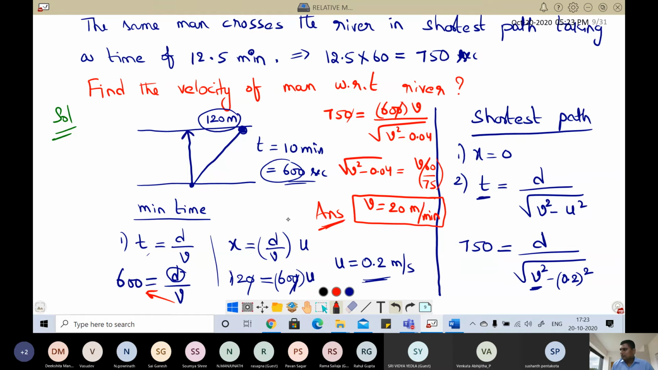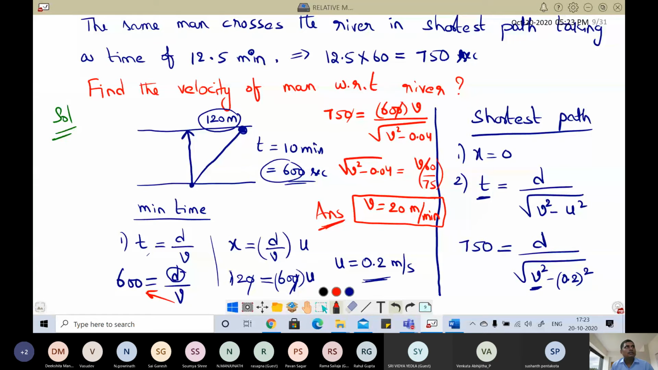So what is the time now? 5:23. Okay, I just want to finish. So I hope you understood this method. Any doubts in this method, in this topic of crossing the river in shortest time and shortest path?